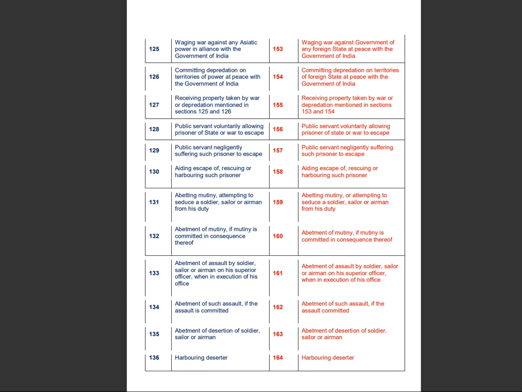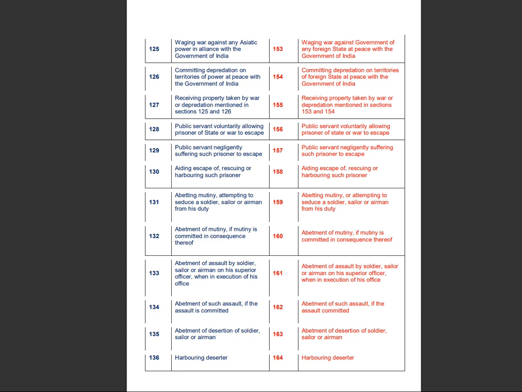Section 133 of the Indian Penal Code deals with abetment of assault by soldier, sailor, or airman on his superior officer when in execution of his office. Section 161 of the BNS deals with abetment of assault by soldier, sailor, or airman on his superior officer when in execution of his office.